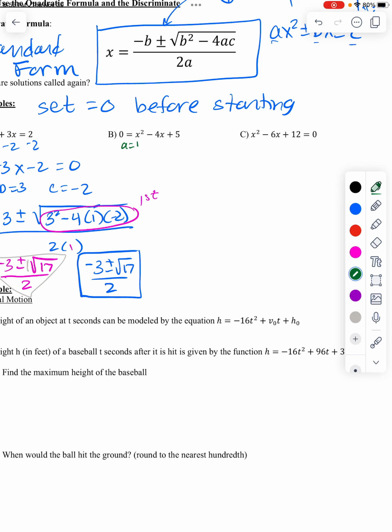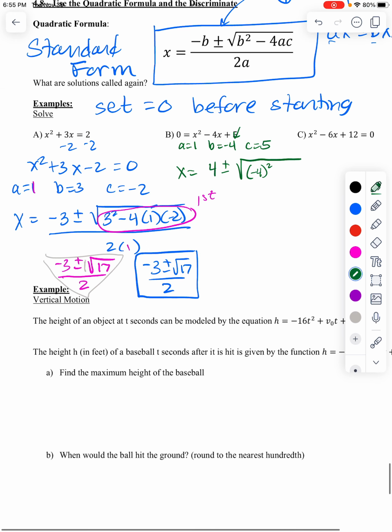All right, this one's equal to 0 already. A in front of x squared is 1. B is negative 4. C is 5. So if I start my process with the opposite of B, the opposite of a negative 4 is going to be a positive 4, plus or minus, and then my square root. Now be careful here. When you square B, you've got to use parentheses if it's negative. I didn't really use them here. I could. If you use them every time, you'll never go wrong.